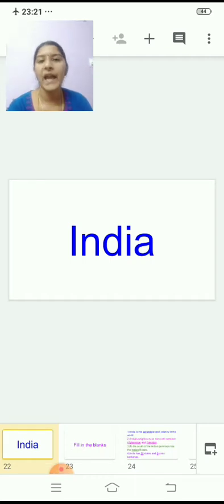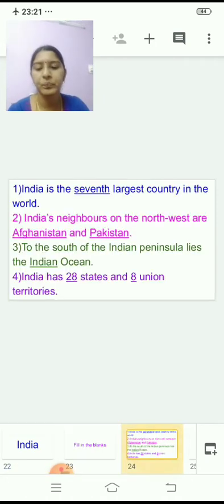Today, in our social class, we are just going to do a revision of the lesson India and Means of Transport. We have gone through the fill in the blanks and question answers, and those things we will study now. First we will start with fill in the blanks.